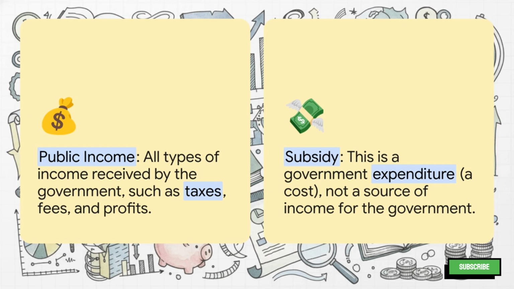Public income means money coming into the government, like from taxes, government borrowing, or profits from public companies. But a subsidy is money paid out by the government to people or companies. It's a government expenditure, not an income.